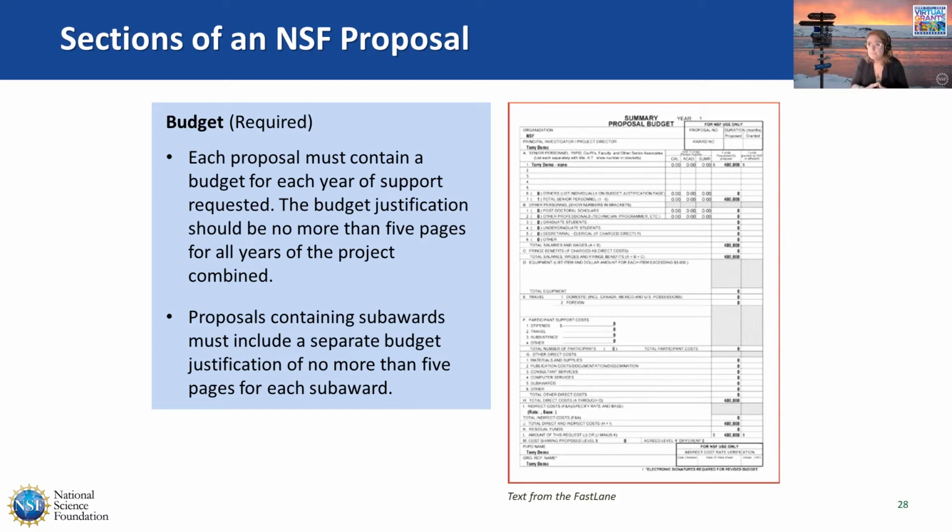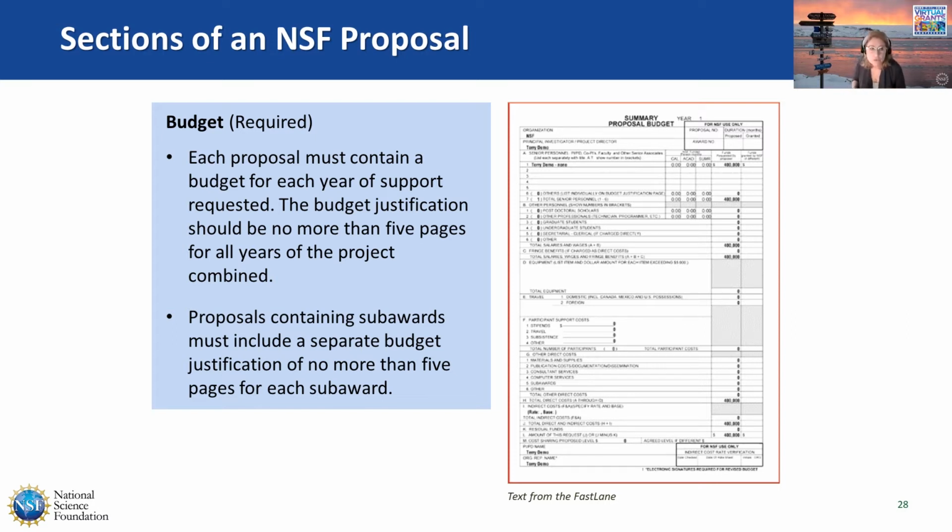The budget section and the facilities, equipment, and other resources section together help answer the question of whether there are sufficient resources to carry out the project as proposed. And so what you see on this slide is the actual NSF budget format that we are asking you to use to identify what it is that you're asking NSF to fund. What are all of these particular items?